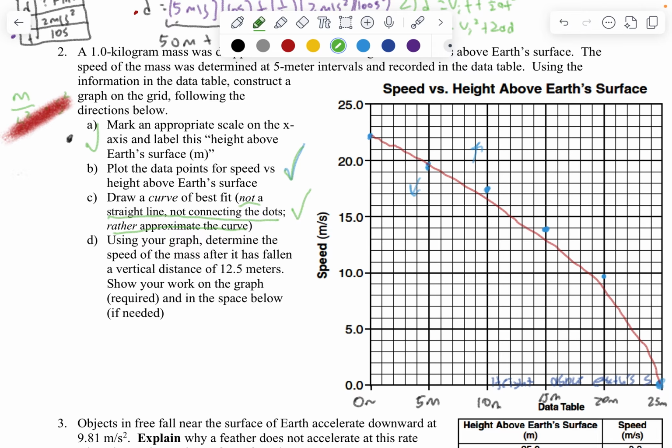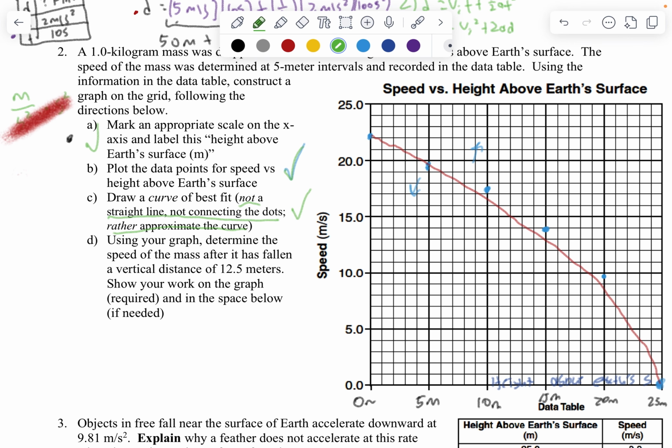Now, using the graph, determine the speed of the mass after it has fallen a vertical distance of 12.5 meters. Now, this one can trick some people, because remember that falling a distance of 12.5 meters doesn't mean it's 12.5 meters above Earth's surface. If I fall 12.5 meters, I will be way higher than 12.5 meters above Earth's surface, okay? And by the way, let's just imagine I'm skydiving.